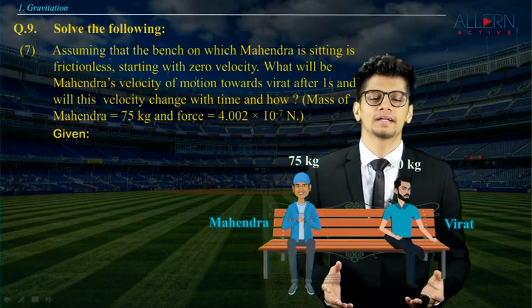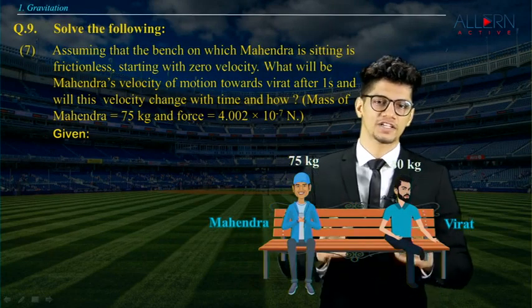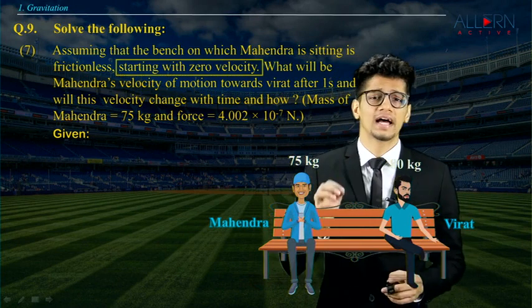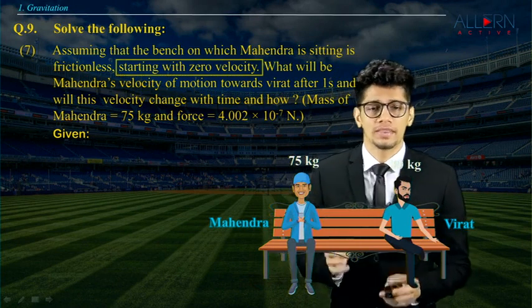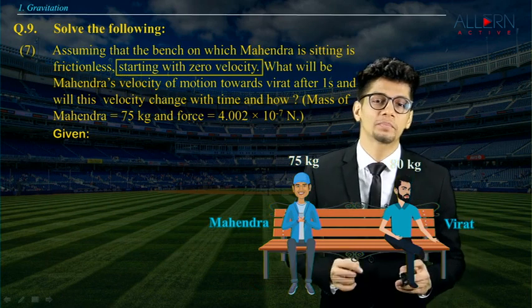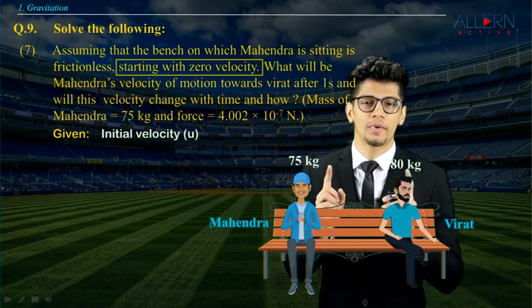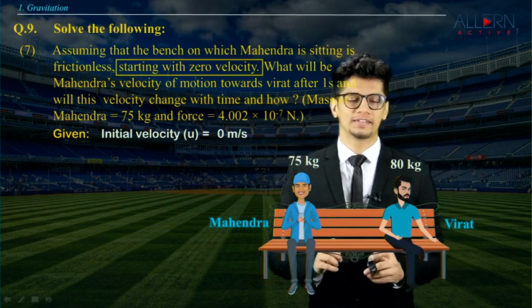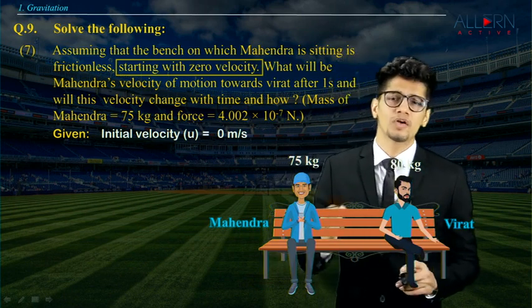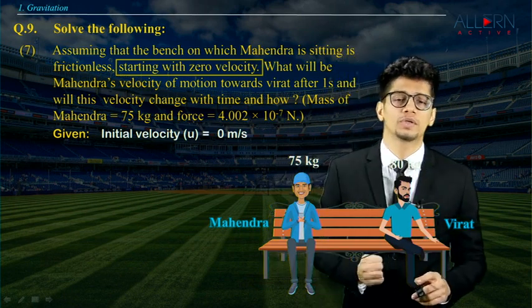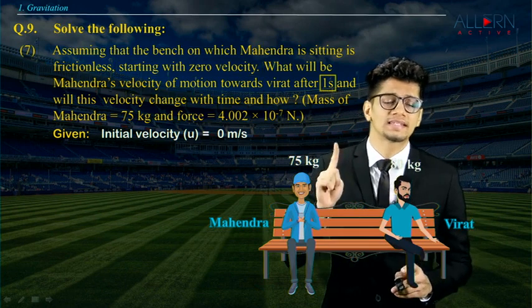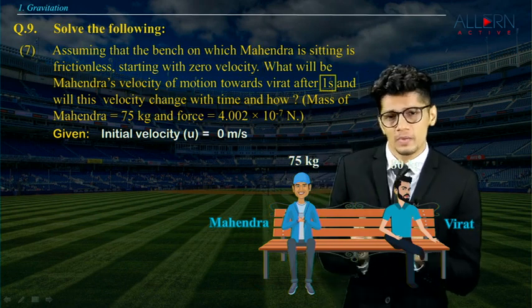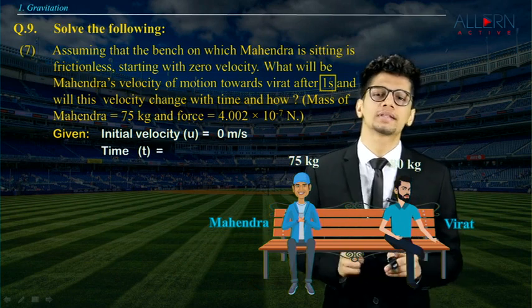So we are assuming that the bench on which they are sitting is frictionless, and it says that starting with zero velocity. Now if it is starting with zero velocity, that means its initial velocity, denoted by u, will be equal to 0 meters per second. Then it says, what will be Mahendra's velocity of motion towards Virat after 1 second? That means we've been given time, that is t is equal to 1 second.